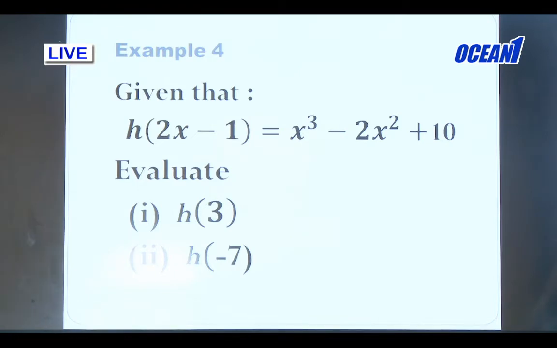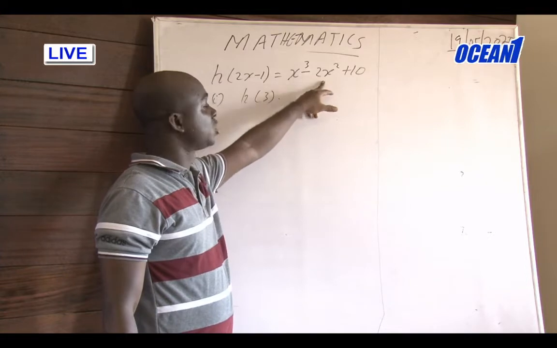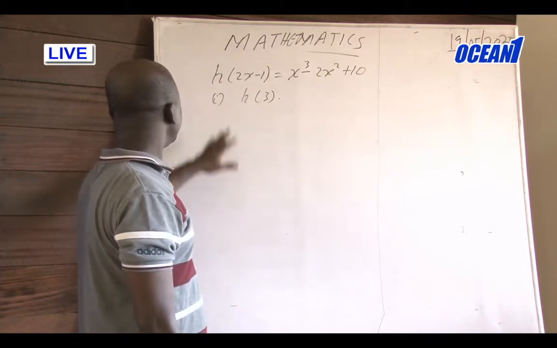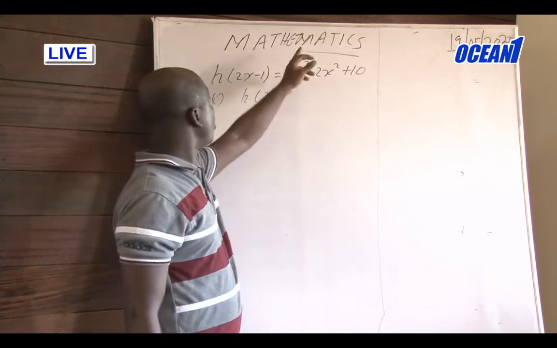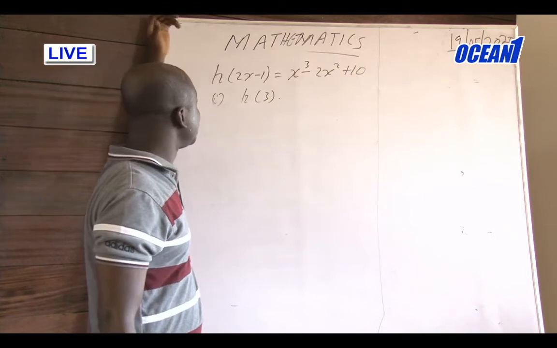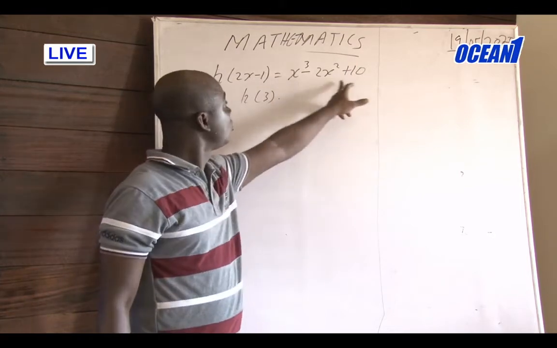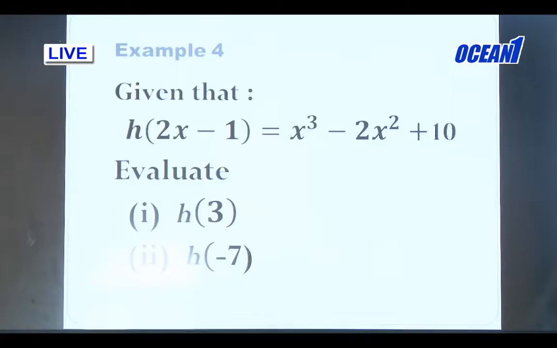That's h of 2x minus 1 is equal to x cubed minus 2x squared plus 10. And we are in the first instance supposed to evaluate h of 3. And remember what makes this a polynomial is that all the exponents are positive. So it can be h of x, g of x, anything at all. But then the description is which type of polynomial is it. If we remember what we said, this will be a cubic polynomial and a trinomial, with three terms and the highest power is 3.